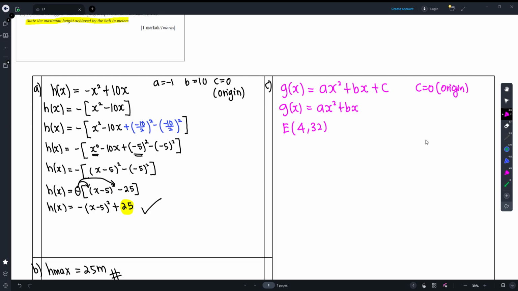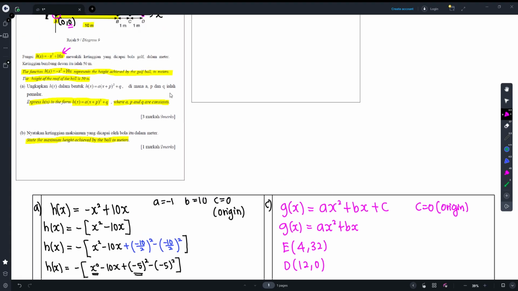Please read the question carefully, because they say point E is 4 meter to the right and 32 meters above. So you need to read the question in part C properly to get the coordinates of E. And it is landing at point D, which is 12 and 0.